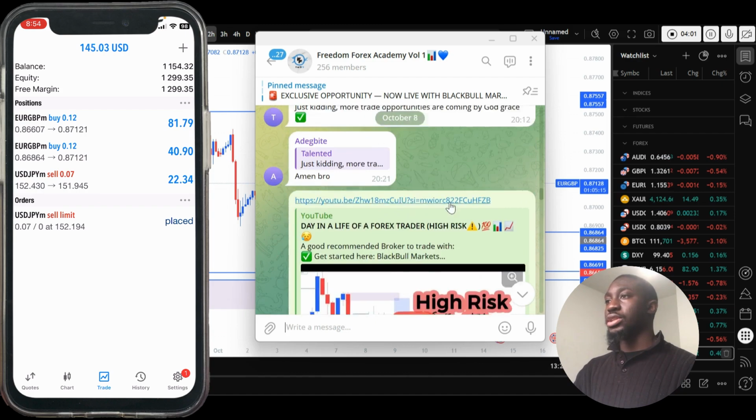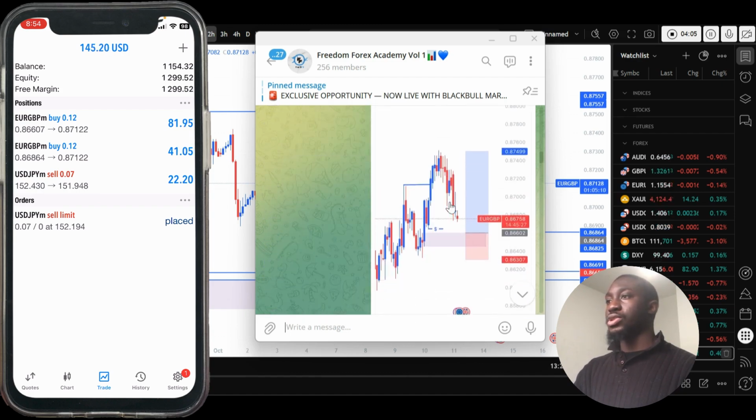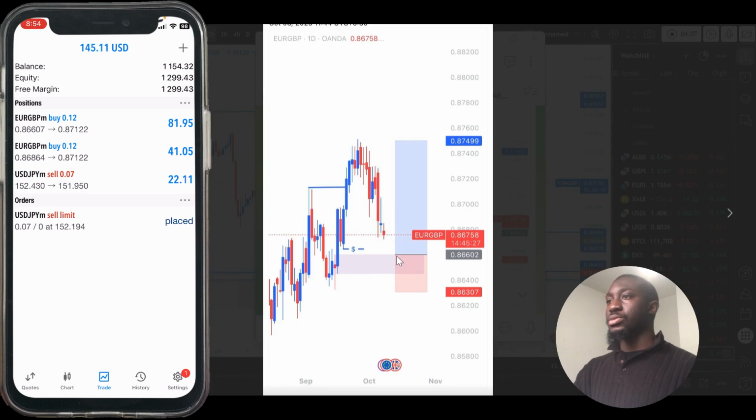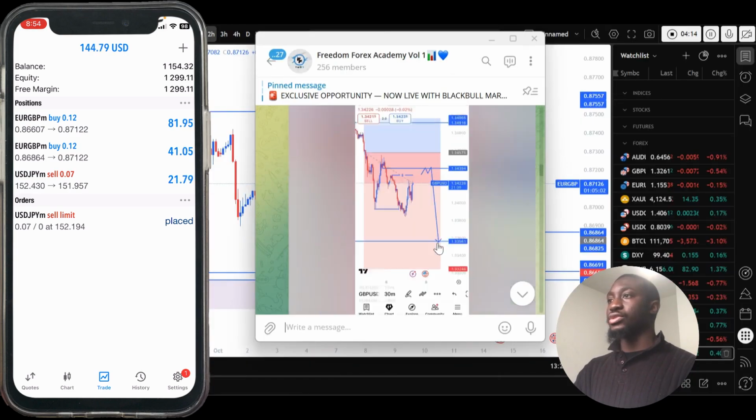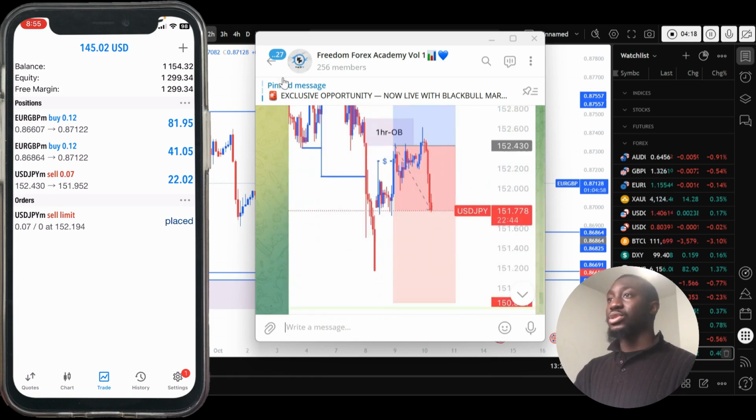Where is the main trade? Okay, this is the main trade. This is the main trade when I called this setup last week, on the daily time frame. Now price is moving very smoothly and everybody here is making money. So if you're not here, I don't know what you're doing, bros.